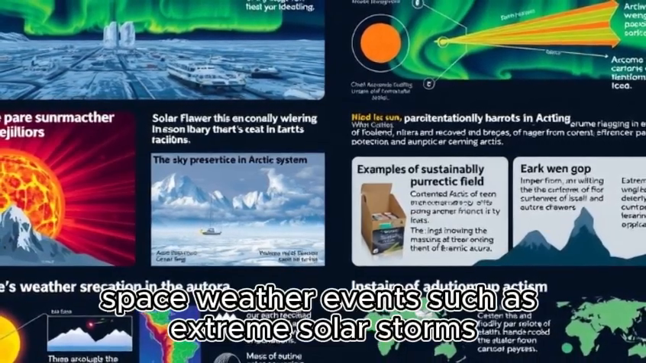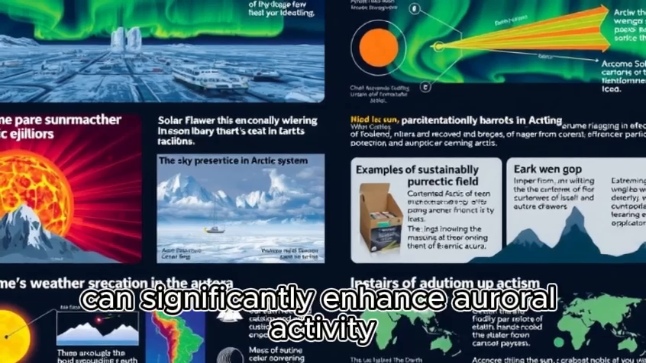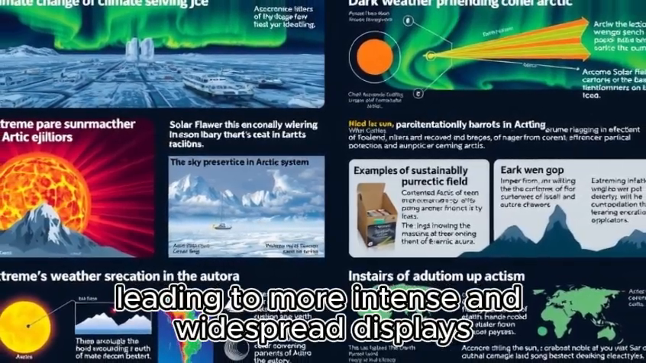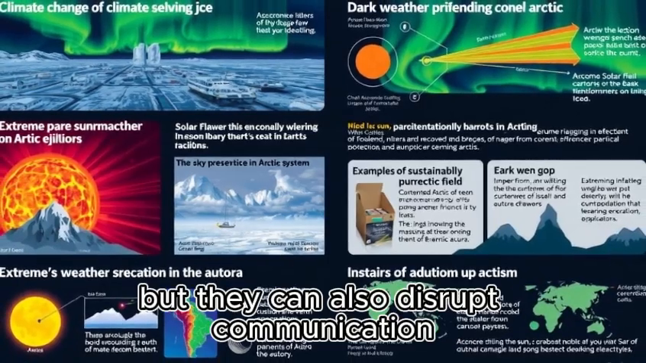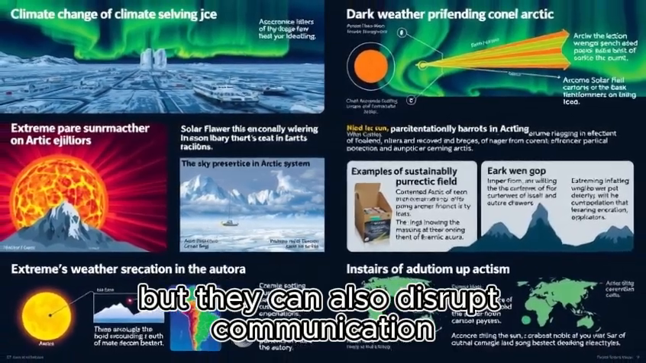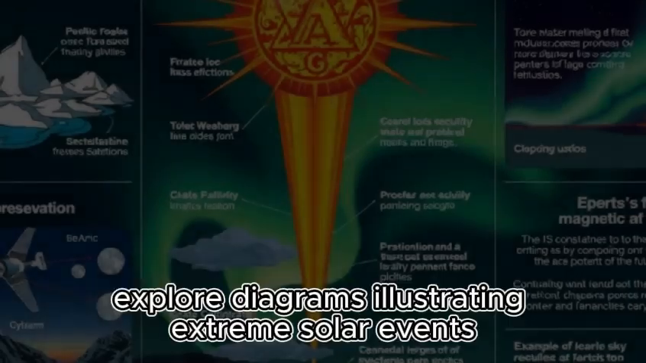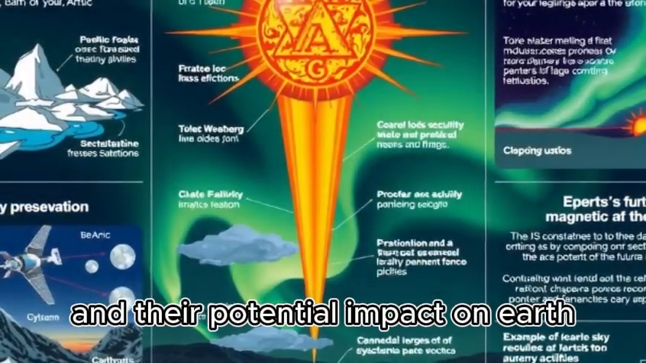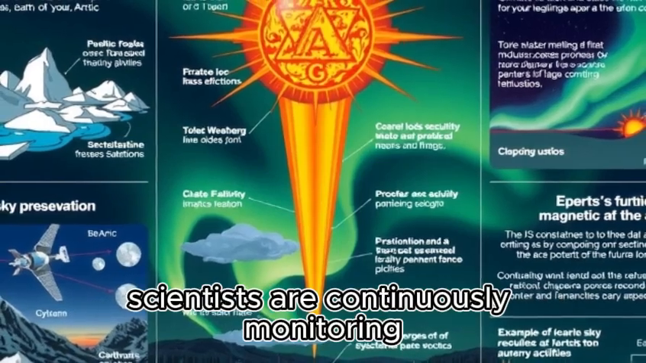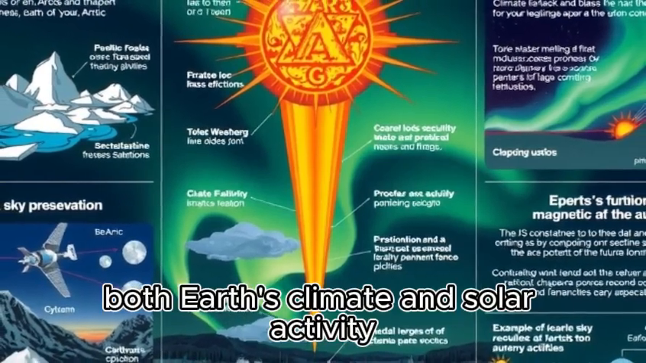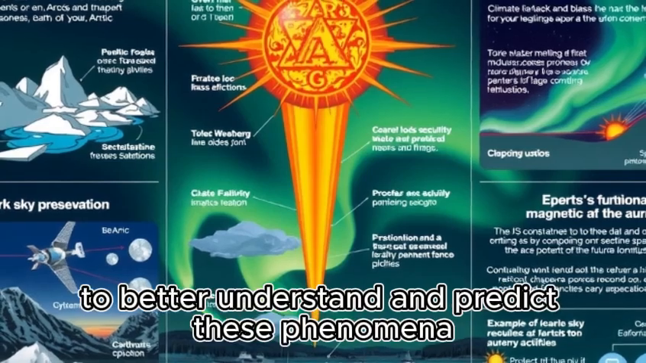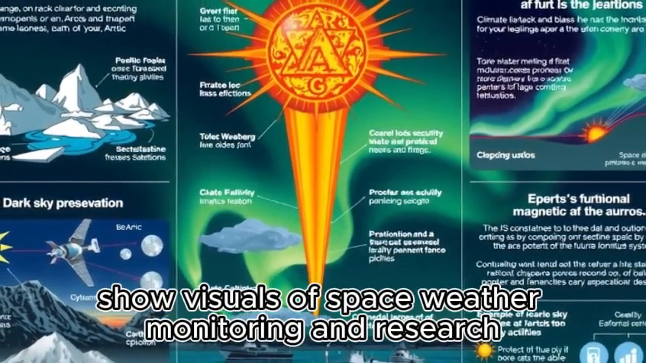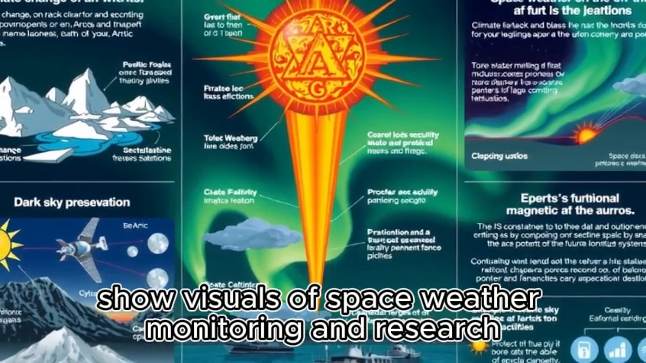Space weather events, such as extreme solar storms, can significantly enhance auroral activity, leading to more intense and widespread displays, but they can also disrupt communication and navigation systems. Explore diagrams illustrating extreme solar events and their potential impact on Earth. Scientists are continuously monitoring both Earth's climate and solar activity to better understand and predict these phenomena. Show visuals of space weather monitoring and research.